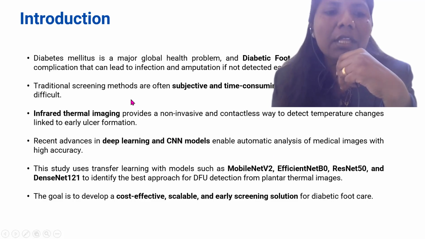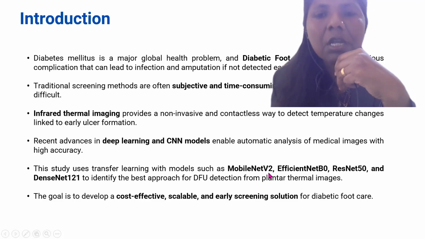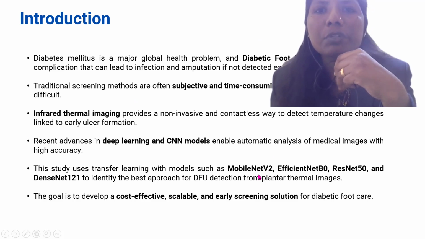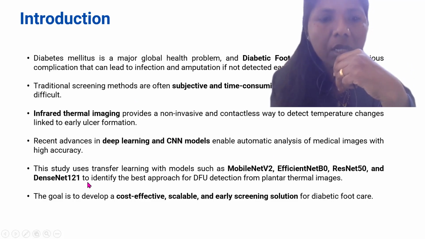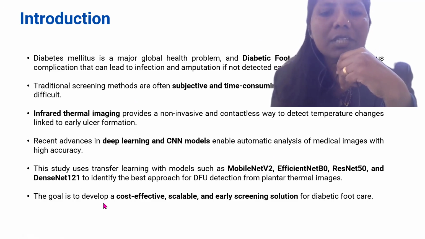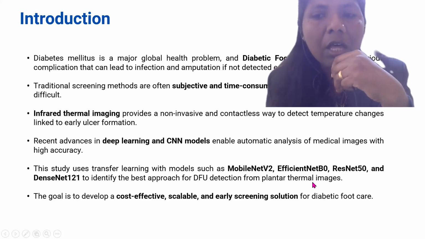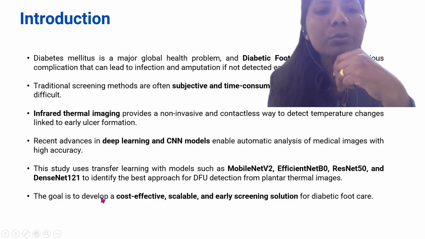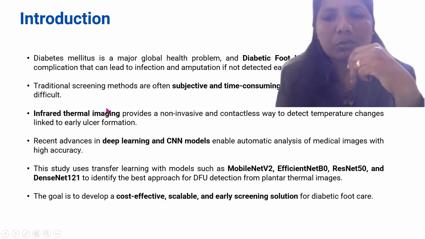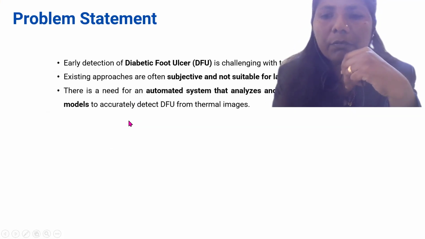Okay, so recent advances in deep learning and CNN models enable automatic analysis of thermal images with high accuracy. This study uses transfer learning models such as MobileNet V2, EfficientNet B0, ResNet 50, and DenseNet 121 to identify the best approaches for DFU detection from plantar thermal images. The goal is to develop a cost-effective, scalable early screening solution for the diabetic foot.